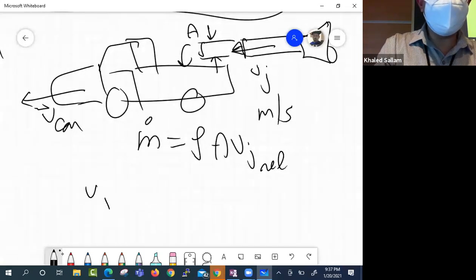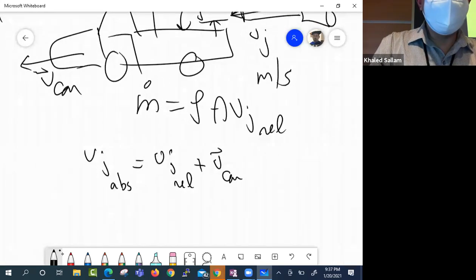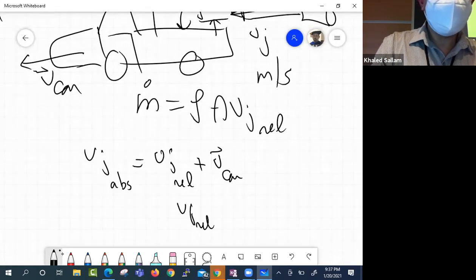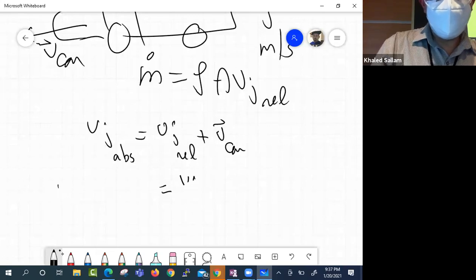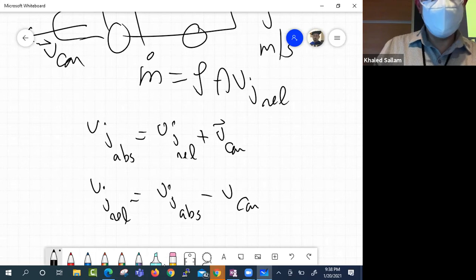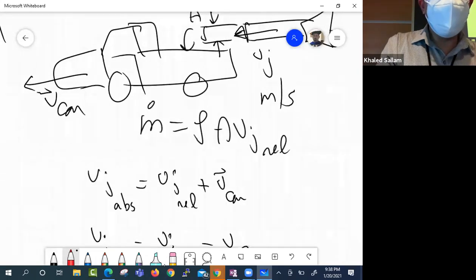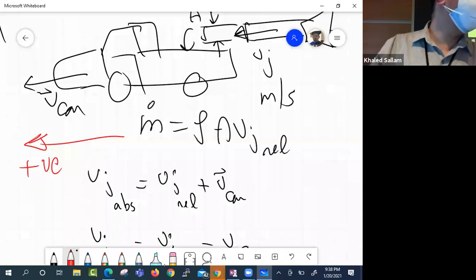So how can I get V jet relative? Well, V jet absolute is V jet relative plus V car, right? And so it's very clear that V jet relative becomes V jet absolute minus V car. And since there is plus and minus, we probably need to say what the positive direction is. Okay, and so if things are moving in that direction, it becomes plus.